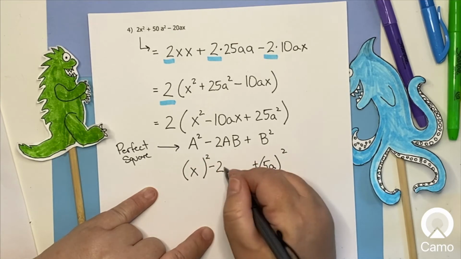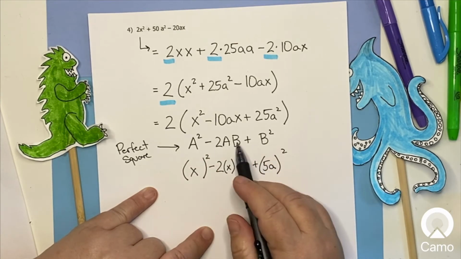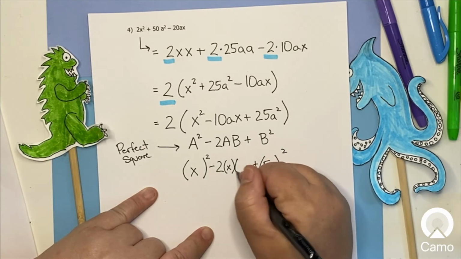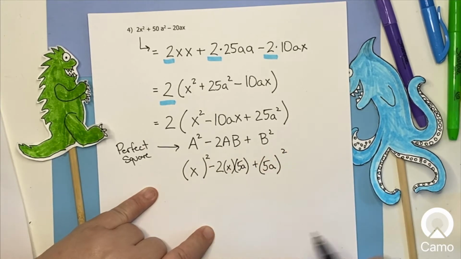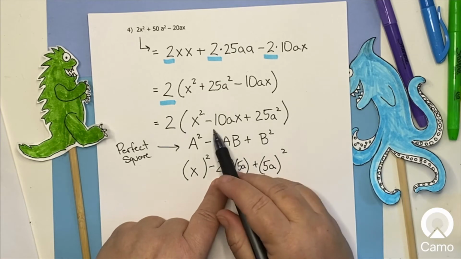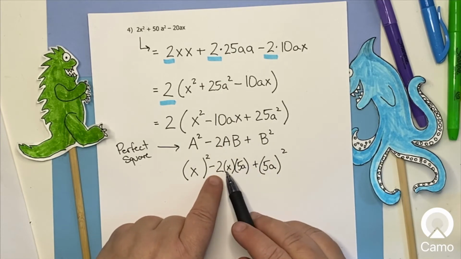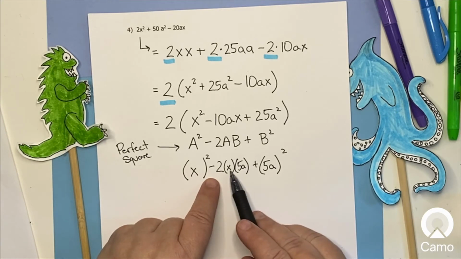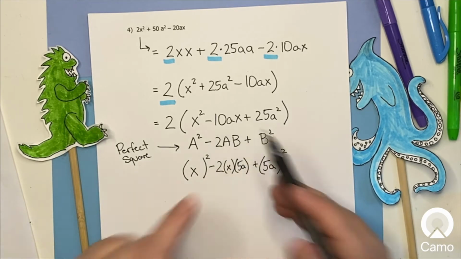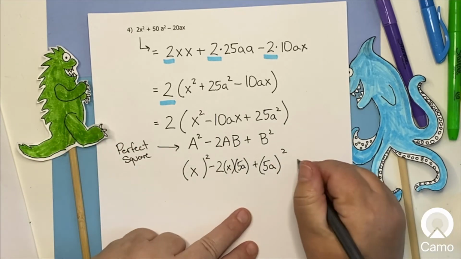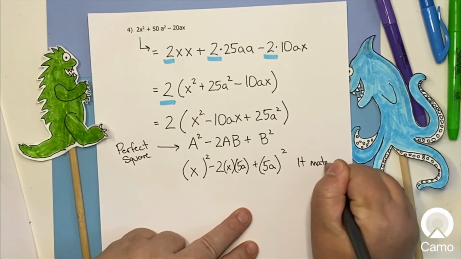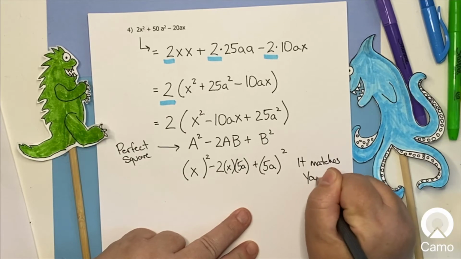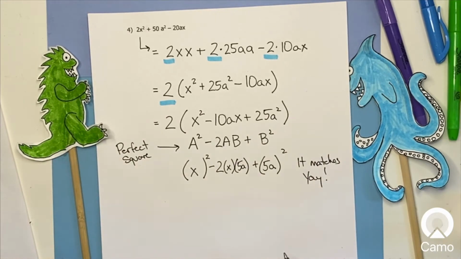The a is the first one. And I have to have a b. And the b is the second one. Do I have this in the middle? Does it fit? So I should have a 2, an x, a 5, and an a. So 2 times 5 is 10. So I should have 10xa or 10ax. It does. It matches. Yay! So we have a perfect square.